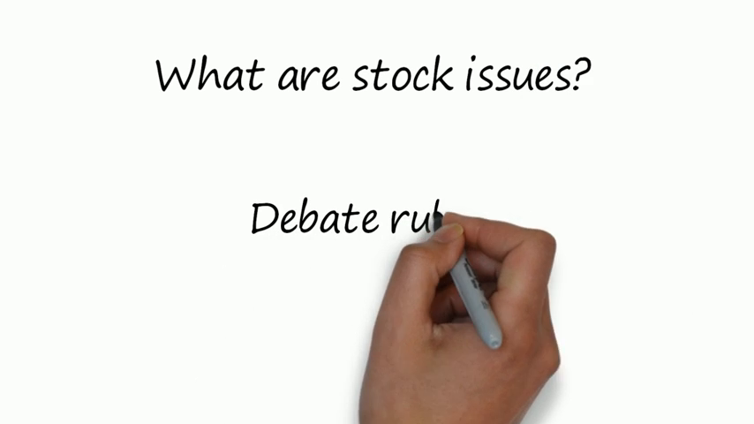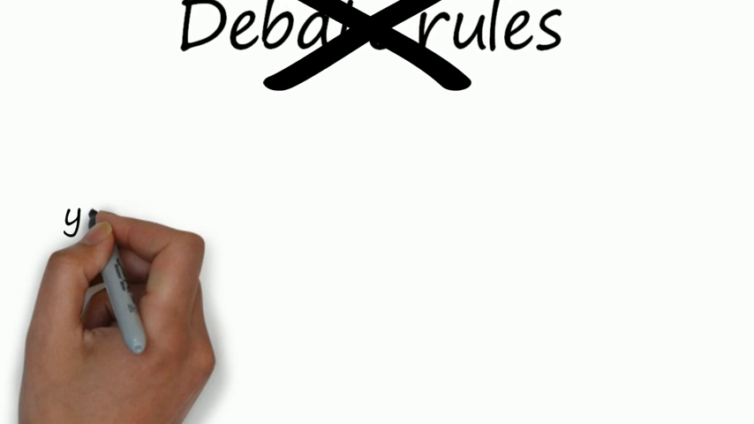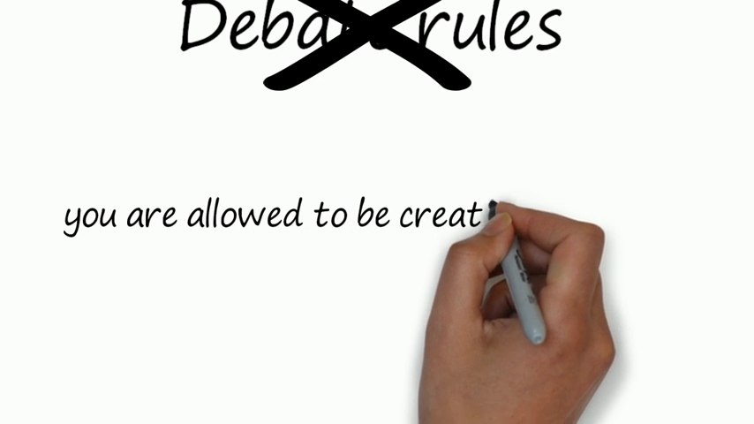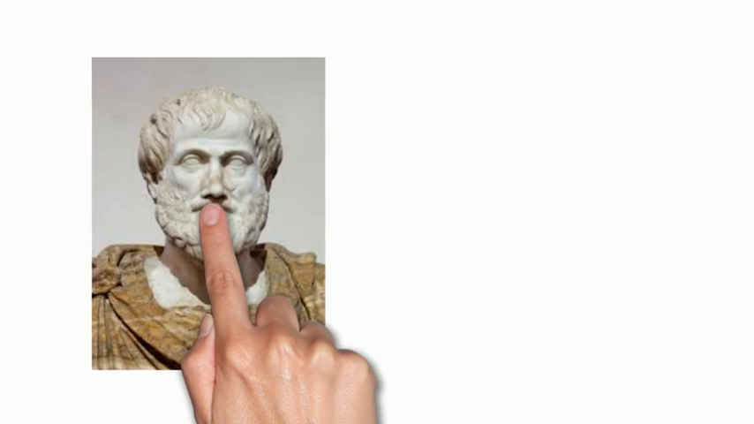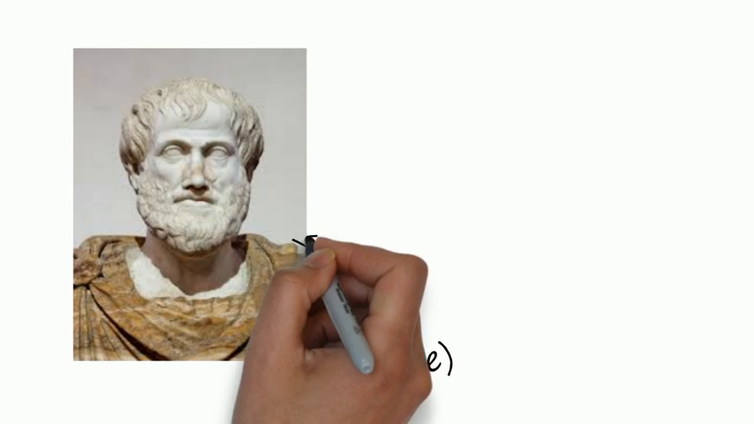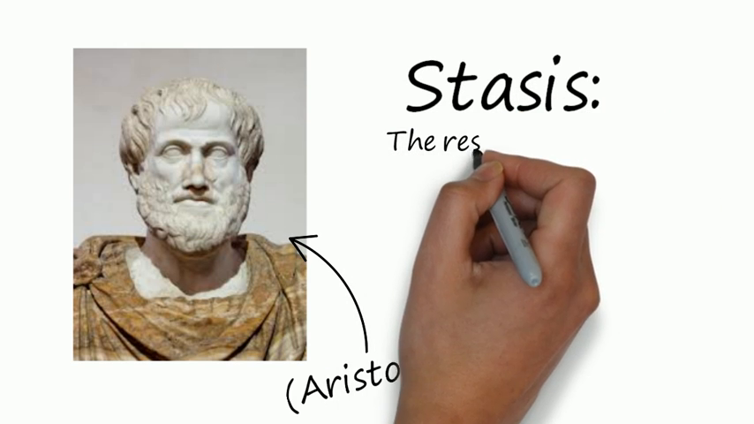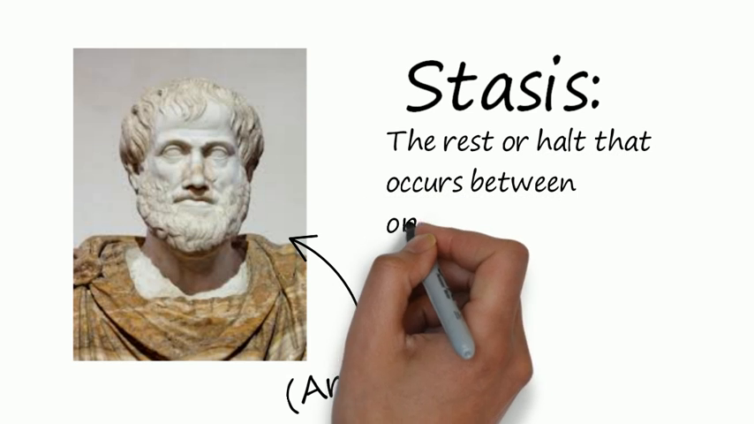Let's start with what stock issues are not. They are not, as some people treat them, absolute rules about how to organize cases. The concept of stock issues means different things in different debates. The two most common forms of debate are policy and value. But regardless of what type of debate you participate in, you are going to experience what Aristotle called stasis. Stasis is the rest or halt which occurs between opposing arguments.